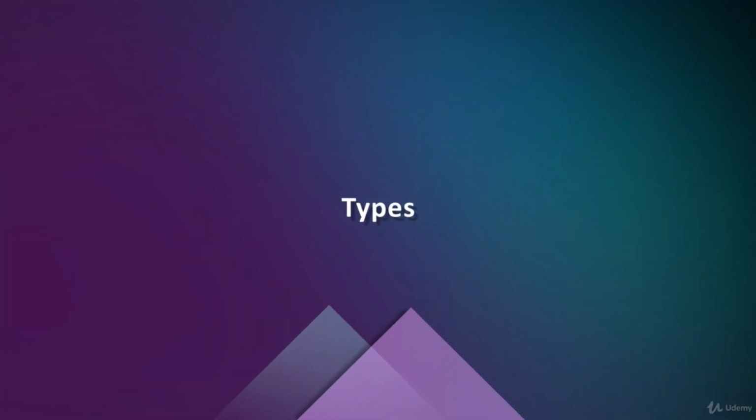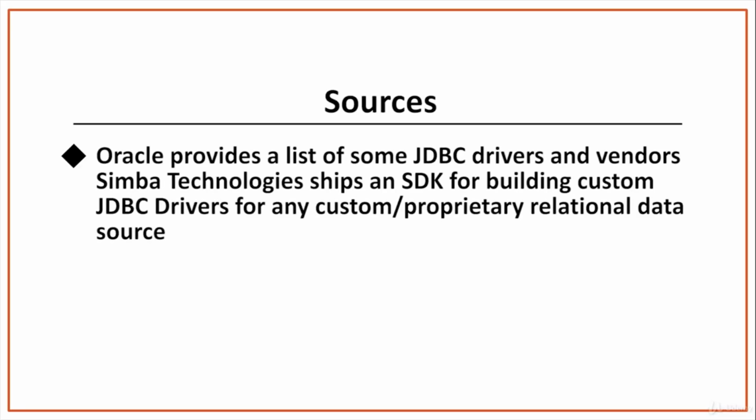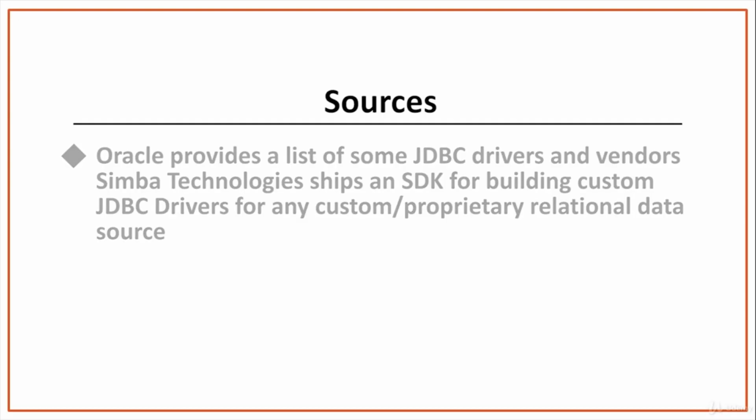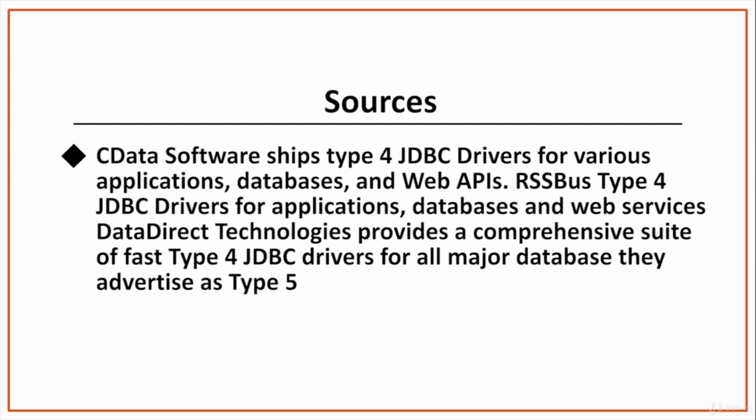Sources. Oracle provides a list of some JDBC drivers and vendors. Simba Technologies ships an SDK for building custom JDBC drivers for any custom or proprietary relational data source. CData Software ships Type 4 JDBC drivers for various applications, databases, and web APIs. RSS Bus Type 4 JDBC drivers for applications, databases, and web services.